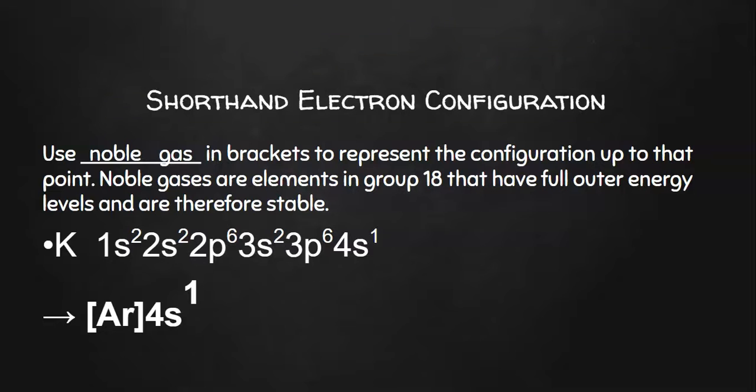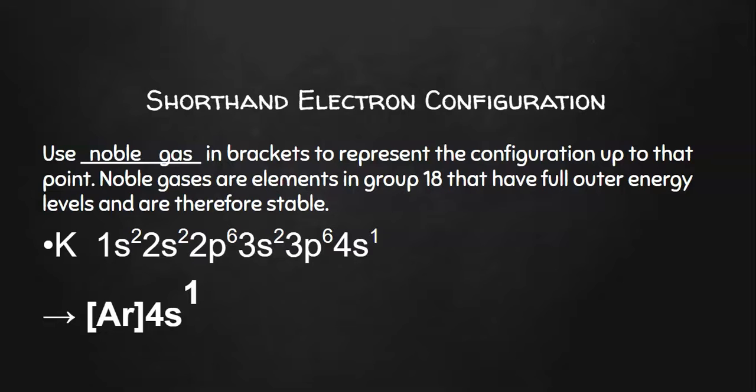All right, now, some of these electron configurations are getting a little bit long, so we have something called shorthand electron configuration. It's called shorthand notation, and it allows us to write them in a lot less time. So that's potassium's electron configuration. That's kind of obnoxiously long.